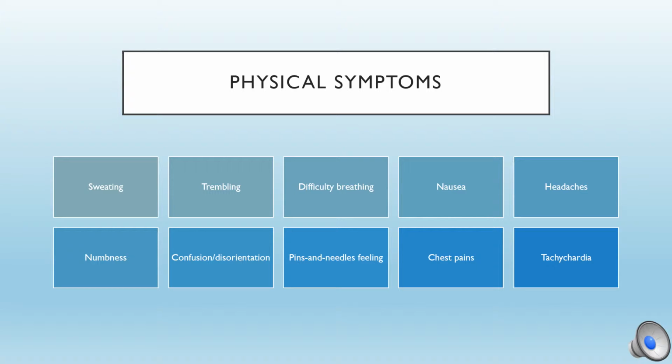Physical symptoms of a panic attack induced by a phobia may include sweating, trembling, difficulty breathing, nausea, headaches, numbness, confusion or disorientation, a pins and needles feeling, chest pains, or tachycardia. Tachycardia is a condition that makes your heart beat more than 100 times per minute out of proportion to age and activity level. Not all people with a phobic disorder may experience all of these symptoms at once. They can occur in different combinations at different times.